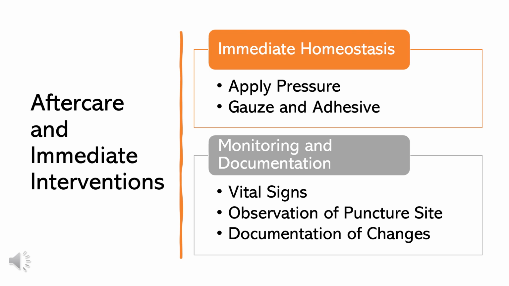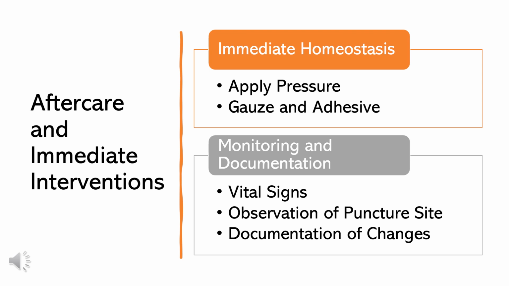Immediate hemostasis. The first priority is to achieve hemostasis. Use a sterile gauze pad to apply pressure to the puncture site until bleeding stops. Usually, this requires 3 to 5 minutes of pressure. You're effectively minimizing the risk of a hematoma.